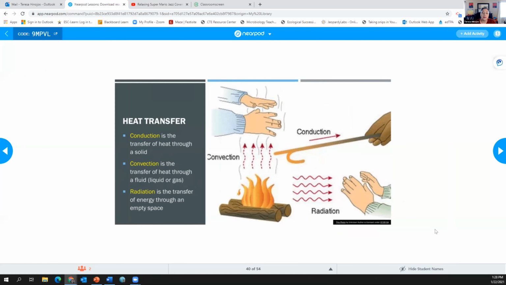Okay, so the heat transfer has to do with these three main types of heat transfer. So you want to make sure that you understand what these three things are. So conduction is just the transfer of heat through a solid. And so the example that they have here, they have a metal rod and they're holding it into the flame and you have to use gloves, right?